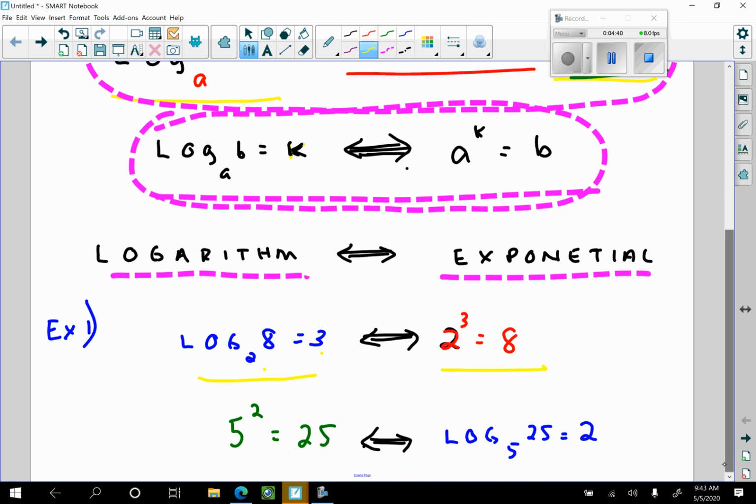Example number 2. And I definitely would, these notes are going to be an assignment. So you want to take good, clear, crisp notes, and you're going to post these notes in your assignment.